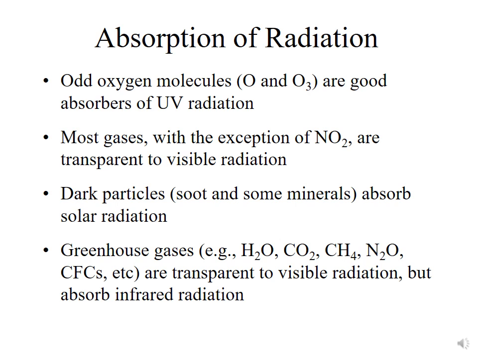However, we do have darker particles in the atmosphere which can absorb solar radiation. The darkest of those is actually soot. And then there is mineral dust in the atmosphere that also absorbs solar radiation, that is not white, obviously. And then there are the greenhouse gases, the most common being water vapor, carbon dioxide, methane, nitrous oxide, N2O, and chlorofluorocarbons. These gases are transparent to visible radiation, but they absorb infrared radiation.